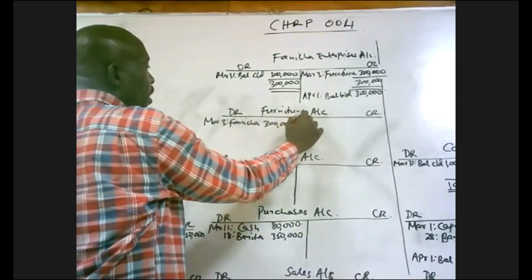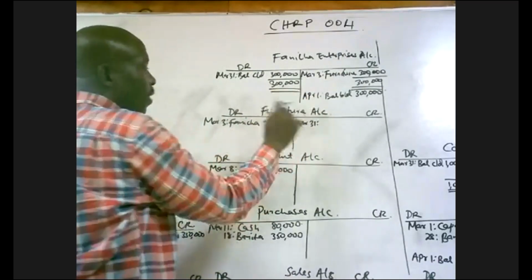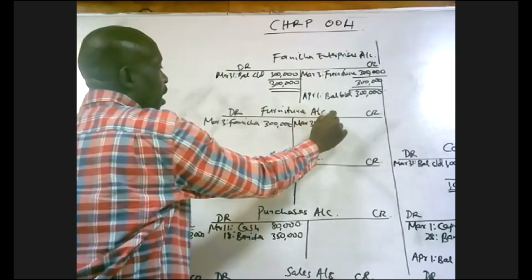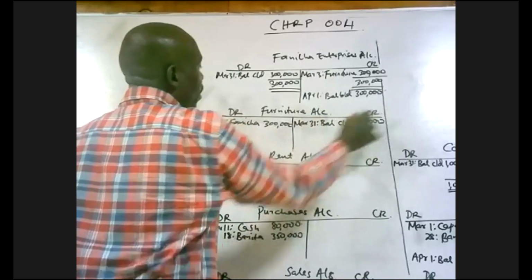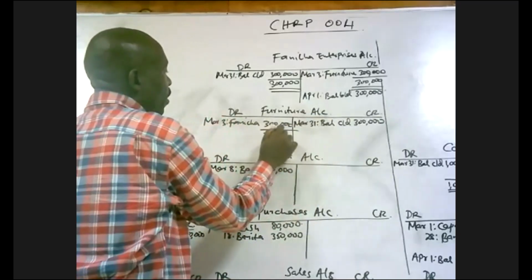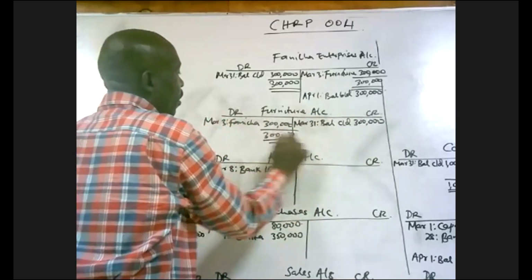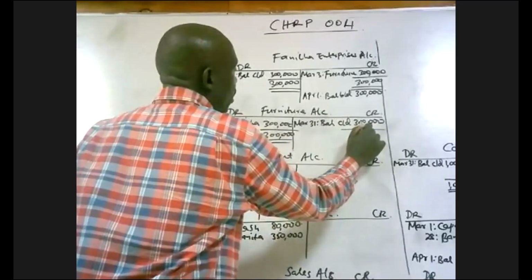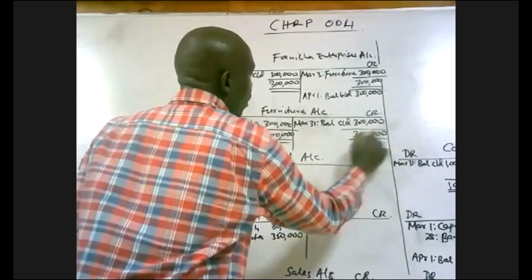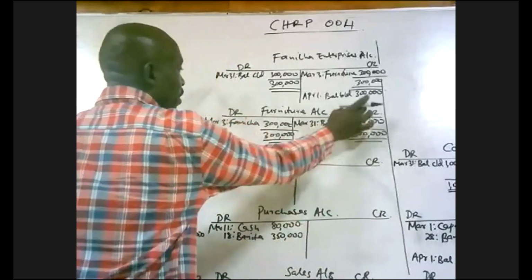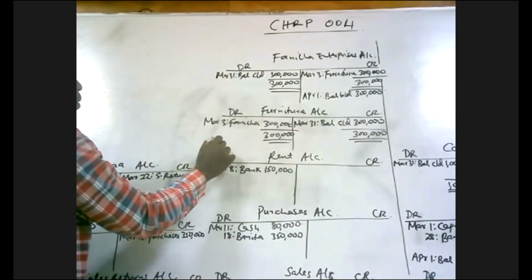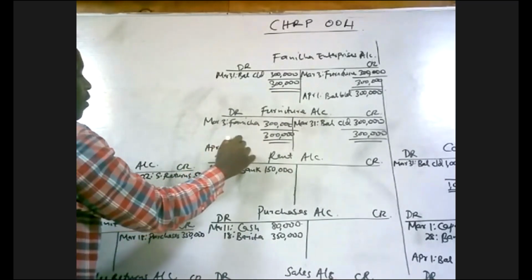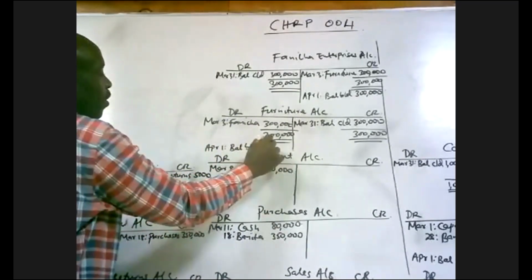So that is where we are going to have our carried down on the credit side. As balance, carried down 300,000. This side we have 300,000. This side 300,000. Carried down is here, meaning that it's the debit that had more. Right here, April 1. Balance brought down on the debit.